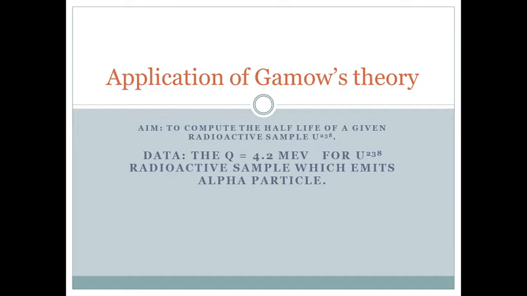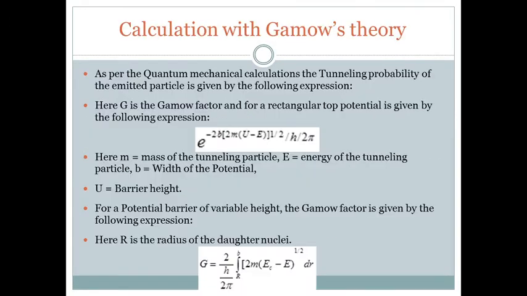We are going to be testing the half-life of uranium using Gamow's theory and comparing it with the experimental value. If the agreement is good, then the theory is accepted. So that's going to be our exercise today. We are going to be doing one actual calculation and trying to check Gamow's theory. Let me start with the expression.